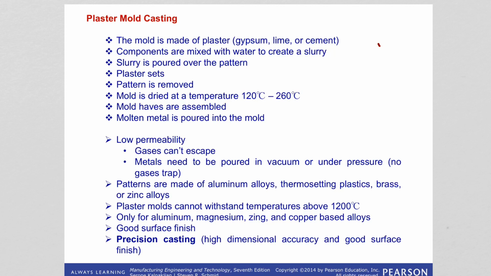The castings have a good surface finish, but because the plaster molds have low thermal conductivity compared to other mold materials, remember it was very important, the rate of heat removal from the solidifying metal, because it affects the characteristics. And the plaster molds have lower thermal conductivity, therefore the casting will cool slowly. Slow cooling will create a more uniform grain structure.